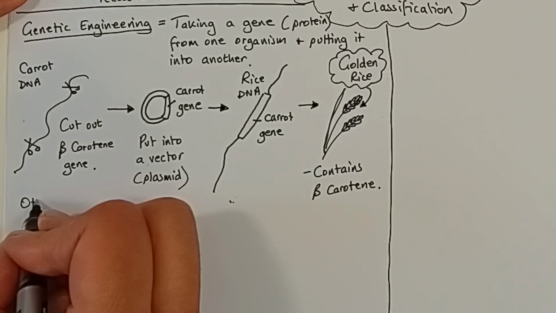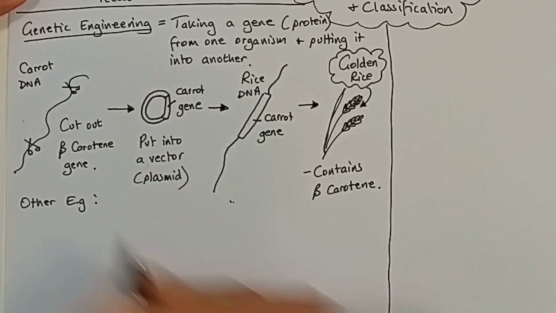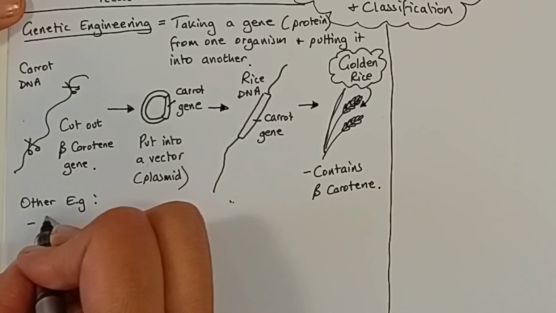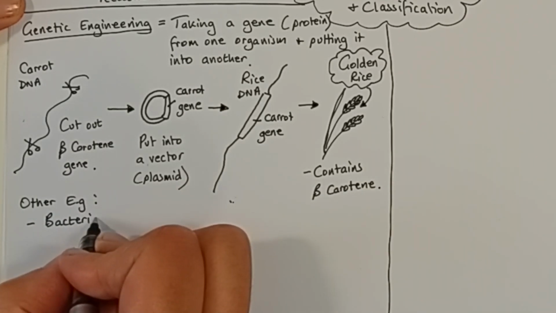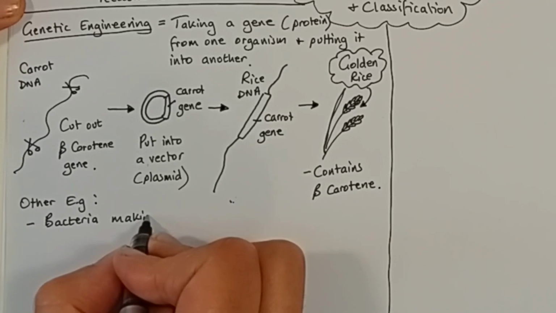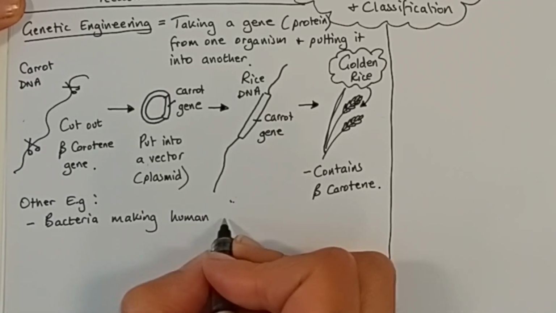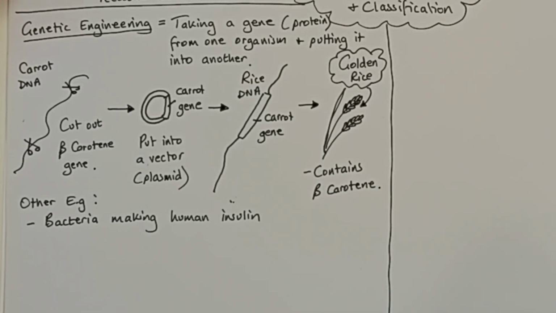Other examples of genetic engineering are using bacteria to make human insulin to treat diabetes. So before we had genetically modified bacteria making human insulin, insulin had to come from pigs. It didn't work as well. Also, you had to have lots of pigs. It was quite a painful process for the pigs to get the insulin out. So bacteria that just make insulin is a much more cost-effective and actually a much better treatment of diabetes.